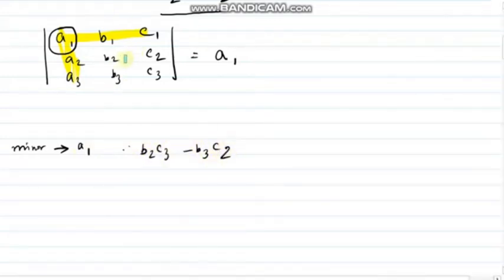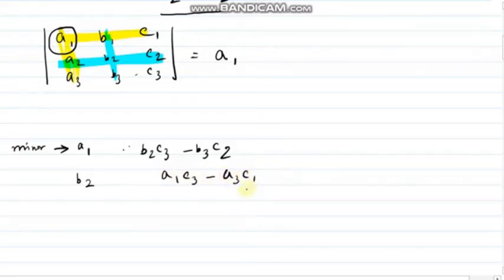Similarly, if I ask what the minor of b2 will be, you just omit its row and column, and then the minor of b2 will be a1c3 minus a3c1, right? This is the minus.